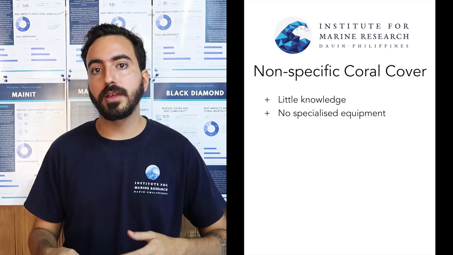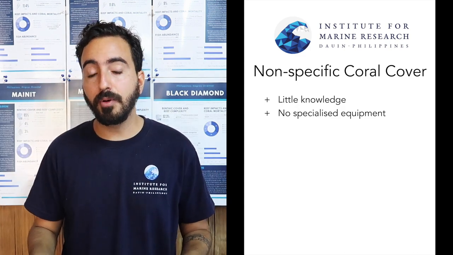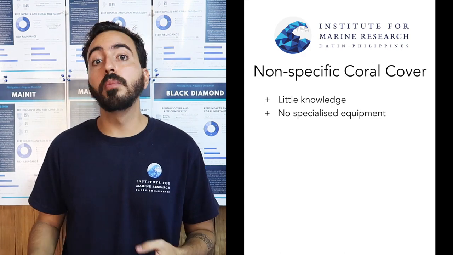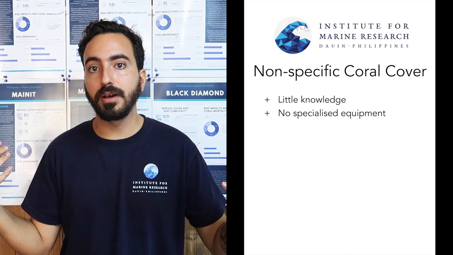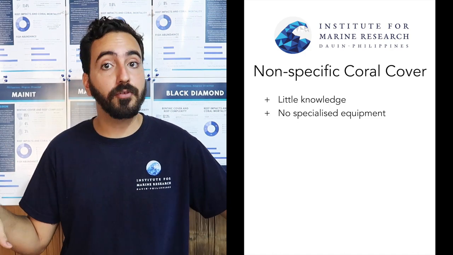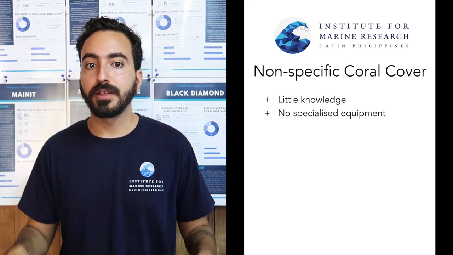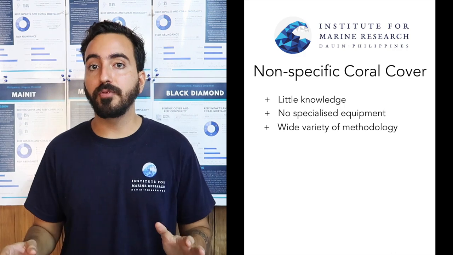You can do it with just a slate and a pencil and a square that you can make out of PVC pipe, or you can do it through remote sensing. That means that you don't even have to get in the water, because it's possible to use satellite images and stuff like that to be able to see areas that have coral reef or don't have coral reef. So it can be expanded, it can be reduced, and it has a wide variety of ways of getting that same data.